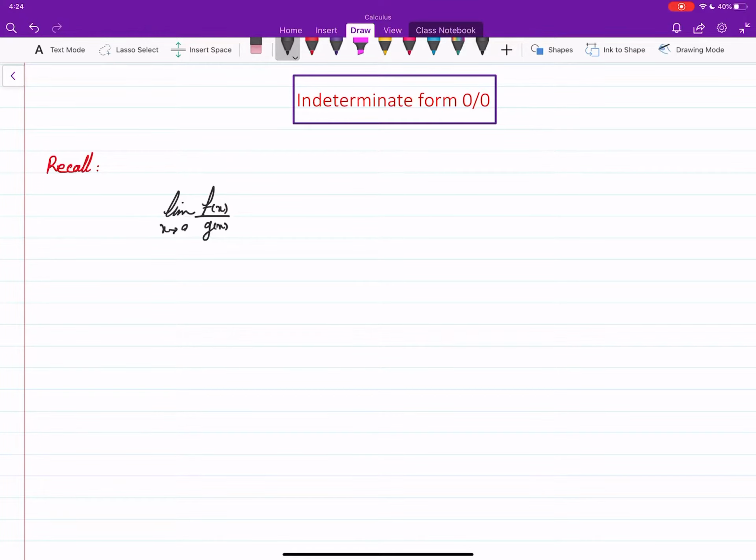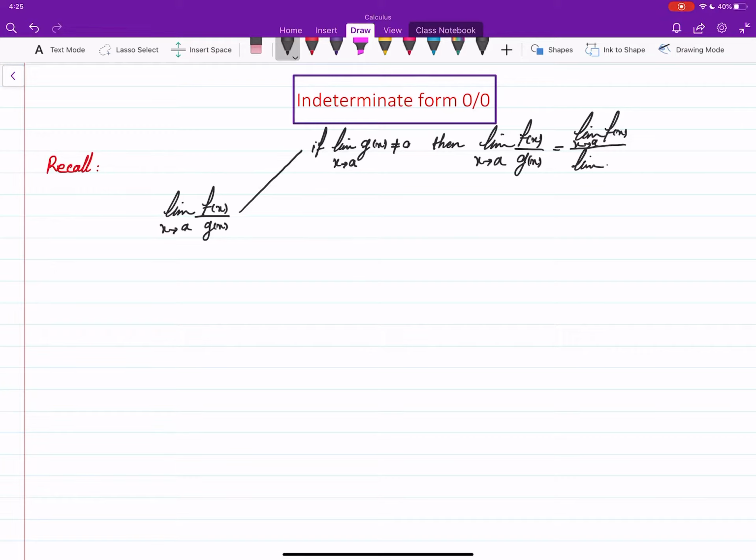and if the limits of the numerator and denominator exist, you can first check that if the limit of the denominator is a non-zero number, then we can apply the quotient law, and it says that the limit of a quotient is the quotient of the limits. So you can find the limit of the numerator, the limit of the denominator, and then divide them.